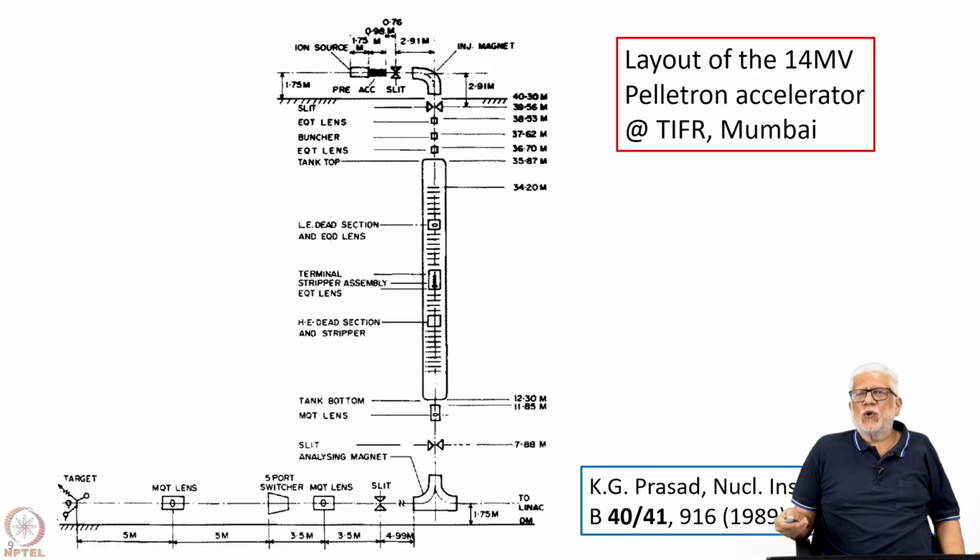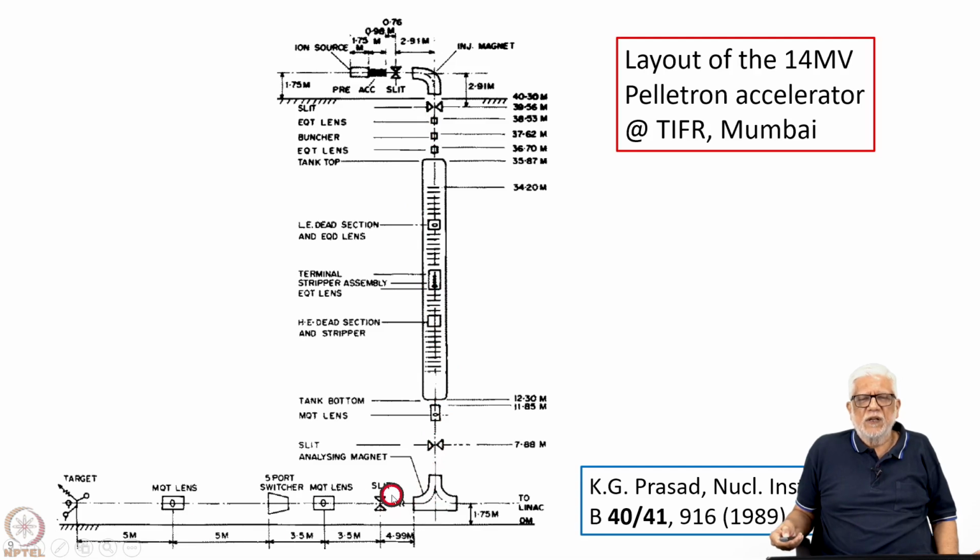So, this is a layout of the 14 million volt Pelletron accelerator at the PLF facility at TIFR Mumbai. This is a line diagram. You have the negative ion source, and the beam gets bent here. Then I will talk about this add-on device called the buncher, that is here. This is the buncher, and then the beam passes through the accelerator, gets stripped, and then the positive ions get bent by this two-way analyzing magnet.